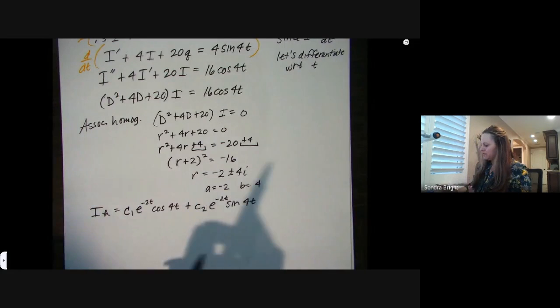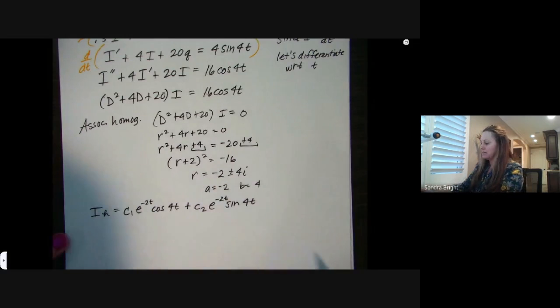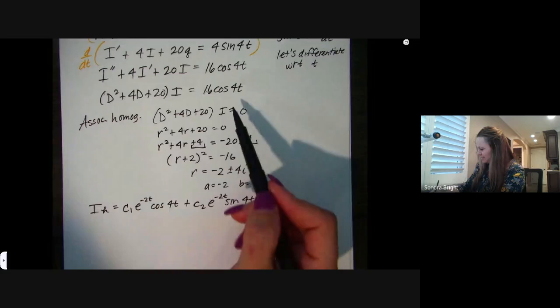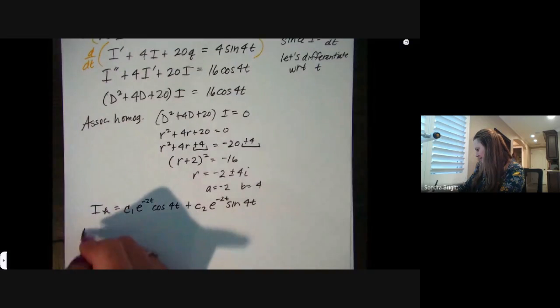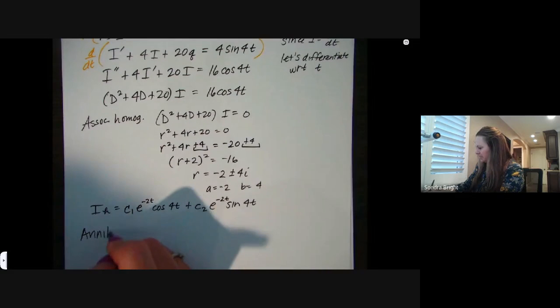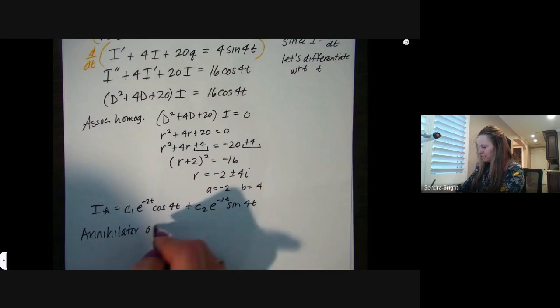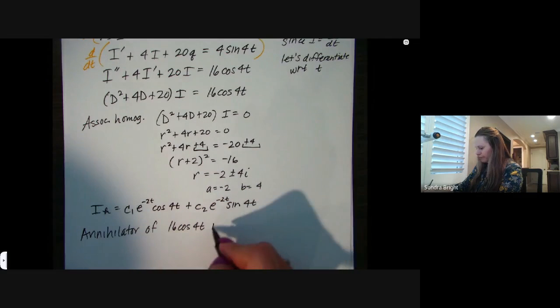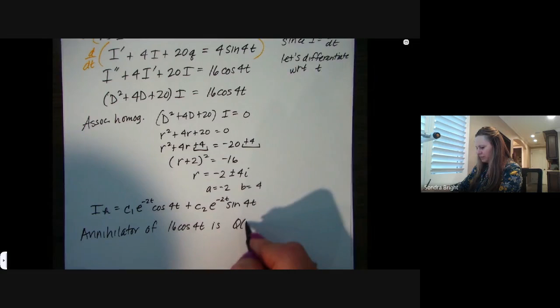Okay, so now we've got our homogeneous solution. Now we need to find the annihilator. Let's find the annihilator of 16 cosine of 4t. And that is D squared plus 16.